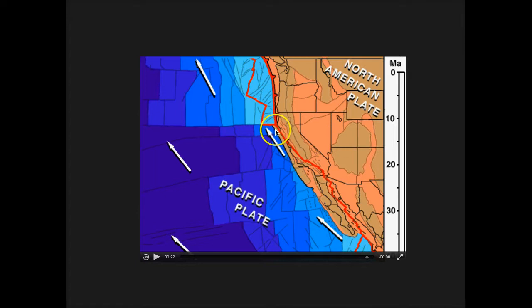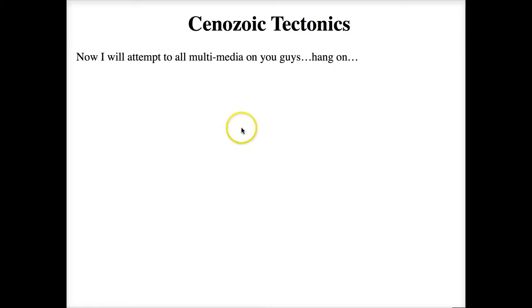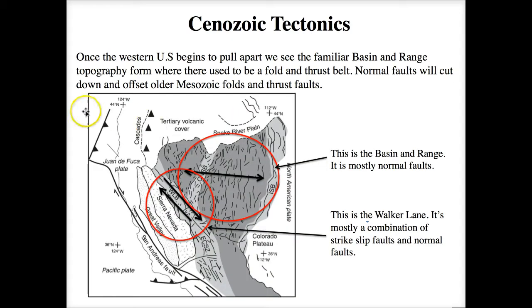Man, with that Cenozoic extension comes the volcanic activity and all of the faulting. Woohoo, pretty cool, huh? All right. So, once the western U.S. begins to pull apart, we see the familiar basin and range topography form where there used to be a fold and thrust belt. So, normal faults are going to cut down and offset older Mesozoic folds and thrust faults.